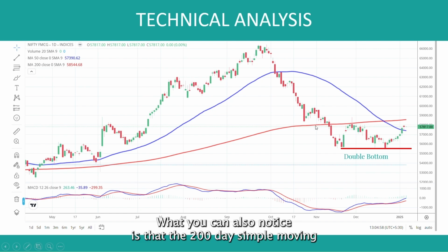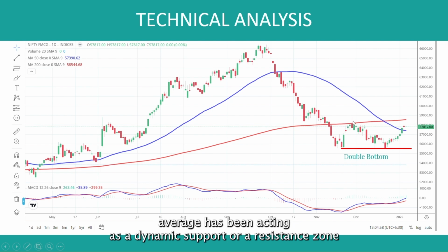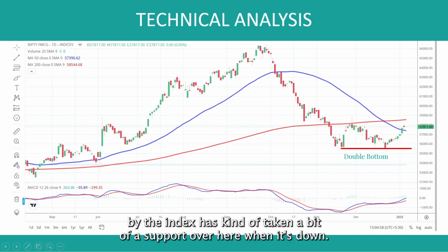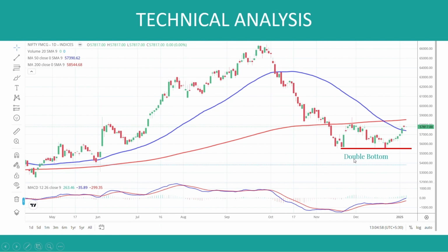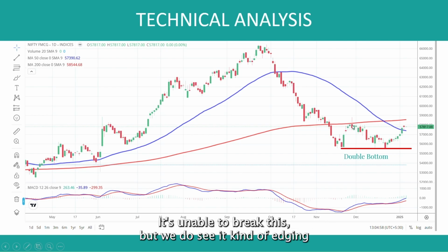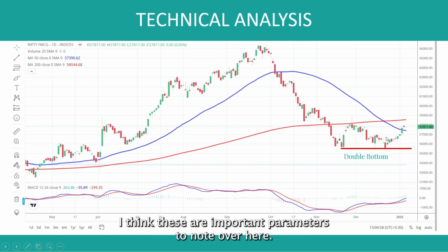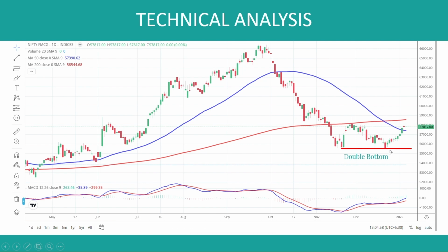What you can also notice is that the 200-day simple moving average has been acting as a dynamic support or resistance zone. The index has taken support when it was way down, and again it has taken a bit of resistance here. It's unable to break this, but we do see it inching upwards again towards the 200 SMA mark. I think these are important parameters to note.